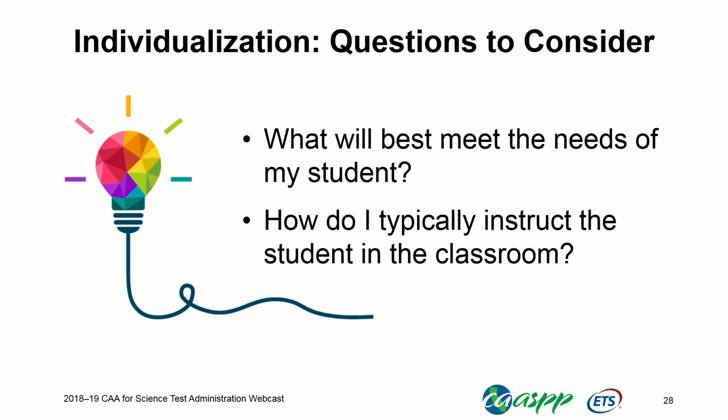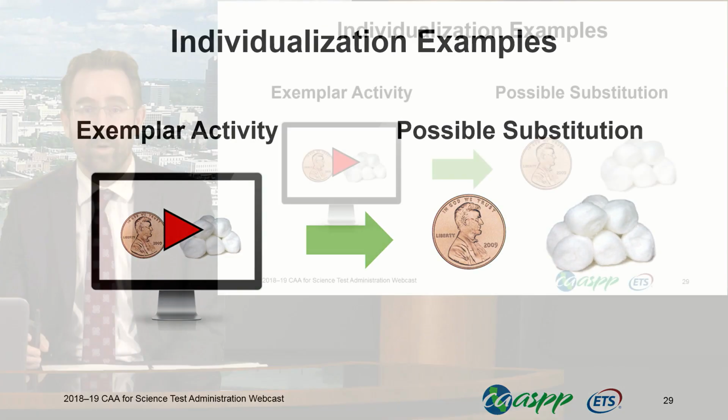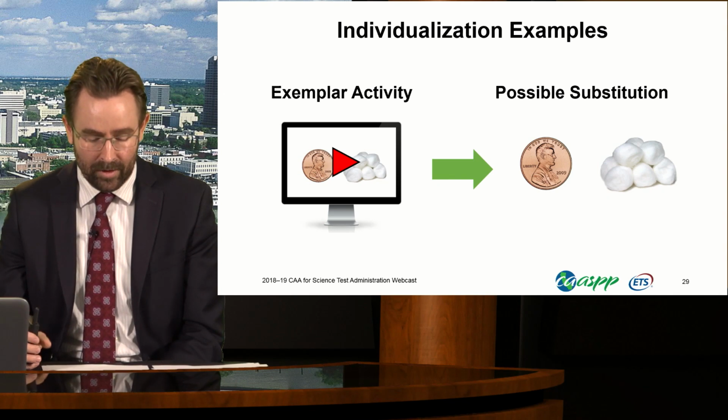It really is to meet individual student needs and hopefully help some of those students that have a hard time engaging with the CAA for Science to increase the chances that they will be able to engage with the performance task. So next, let's go through some examples here on what individualization could actually look like in a specific example.